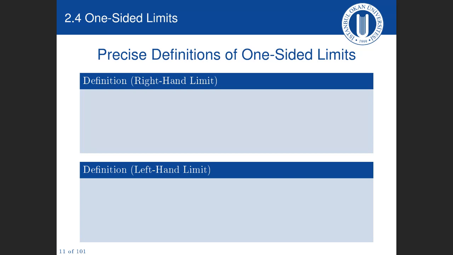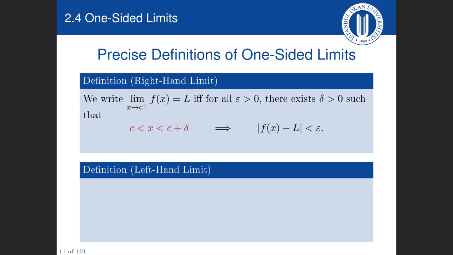Now, if you recall, the definition of a limit that we used last week said for all epsilon greater than 0, there existed some number delta greater than 0 such that if the absolute value of x minus c is less than delta, then the absolute value of f of x minus L is less than epsilon. We have almost the same thing here.